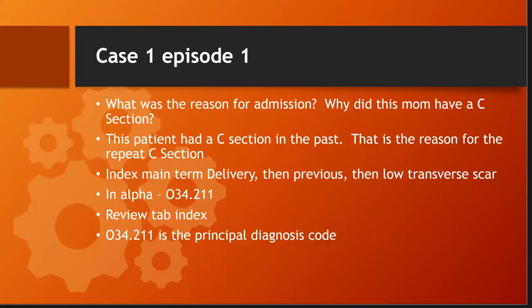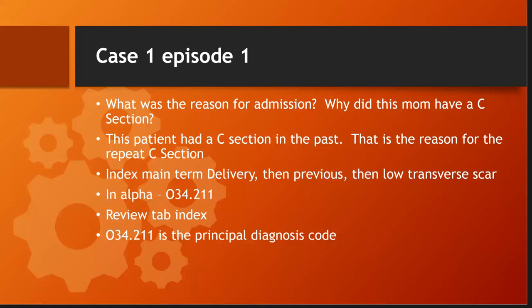So what was the reason for admission? This woman was being admitted to have her child. However, based on what we learned back in the pregnancy chapter, she did not have a vaginal delivery. Therefore, she could not be assigned the normal delivery code, which is the O80 code, because she had a repeat C-section. And the reason why she's having a C-section today is because she had a C-section in the past. And we know what type of C-section it was because it was a low transverse.